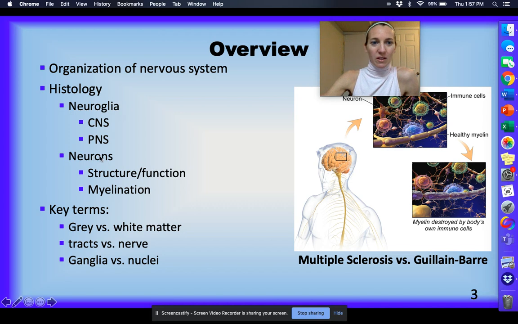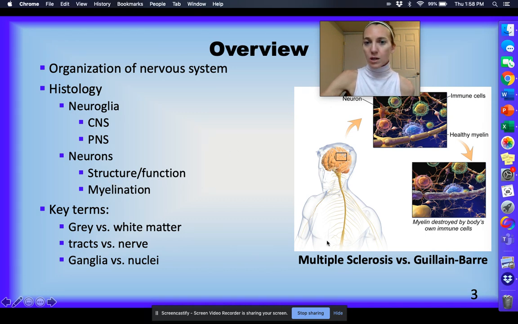Then we focus in on the movers and the shakers of the nervous system, if you will. These are going to be the cells, much like muscle cells, that are electrically excitable, right? So they're going to be able to generate an action potential, which I'll save for the next video. We'll look at the structure and function of them, and we'll talk a little bit more about myelin.